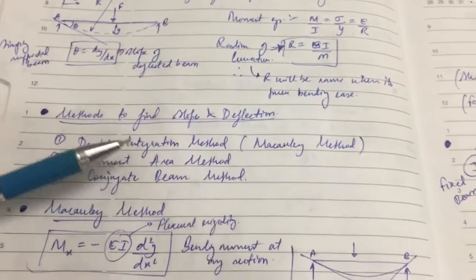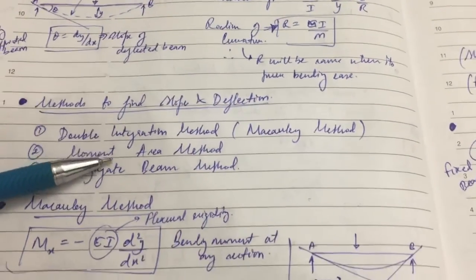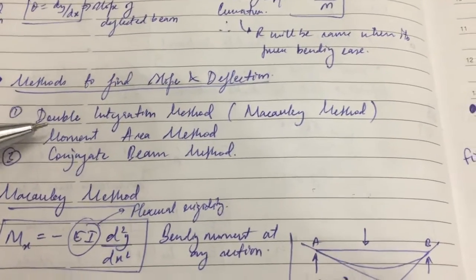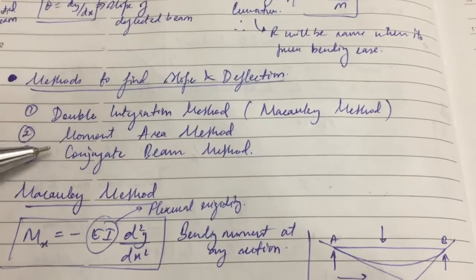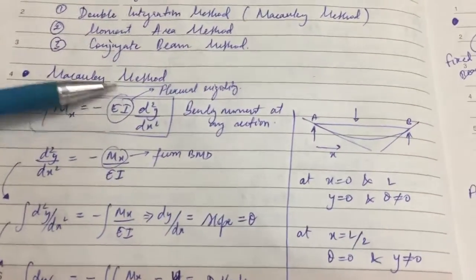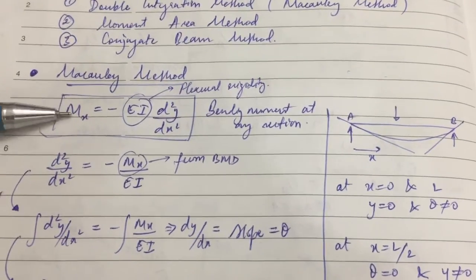Okay. So there are different methods to find the slope and the deflection of the beam. The first method is the double integration method, called the Macaulay method. Second is the moment area method. Third is the conjugate beam method. In the Macaulay method, this is the formula of Macaulay.